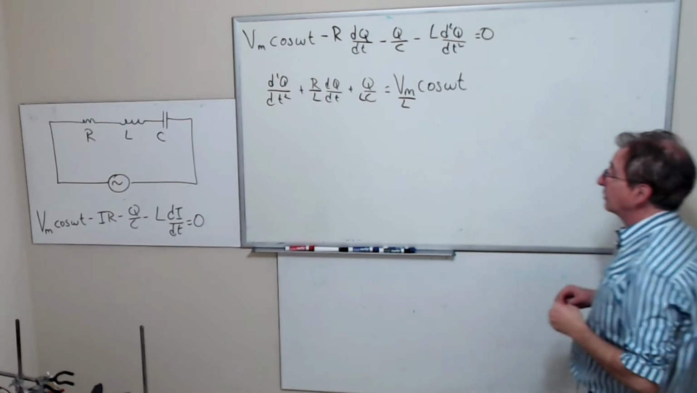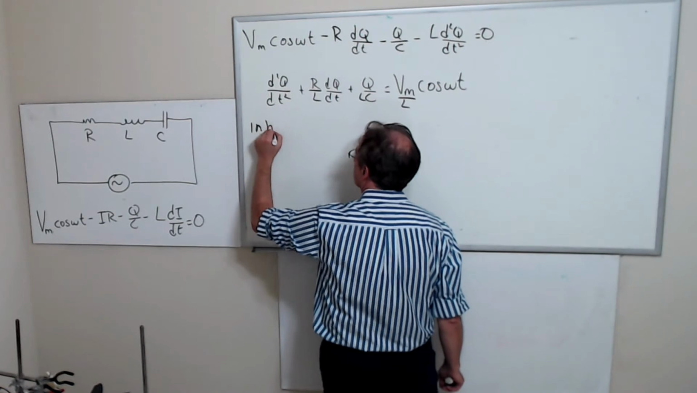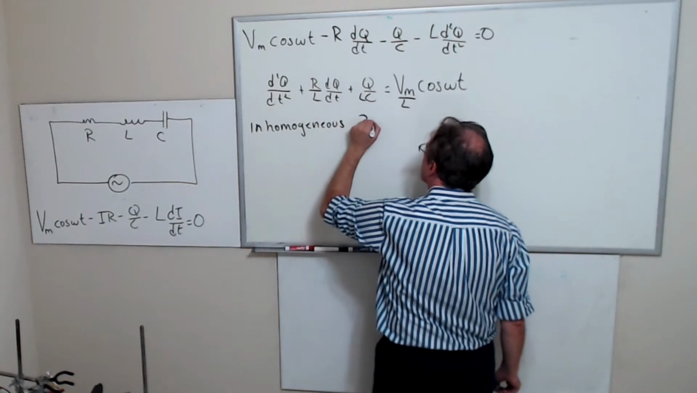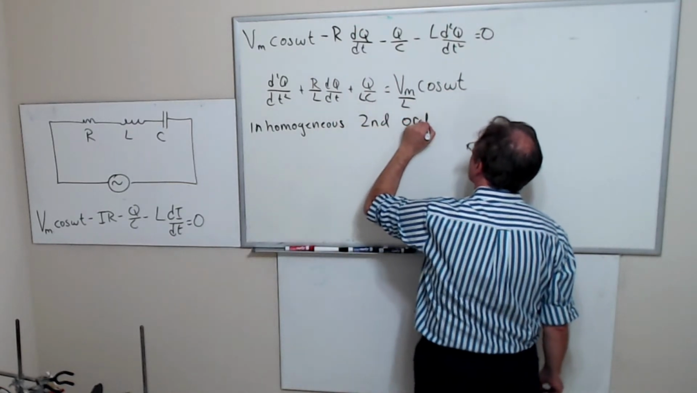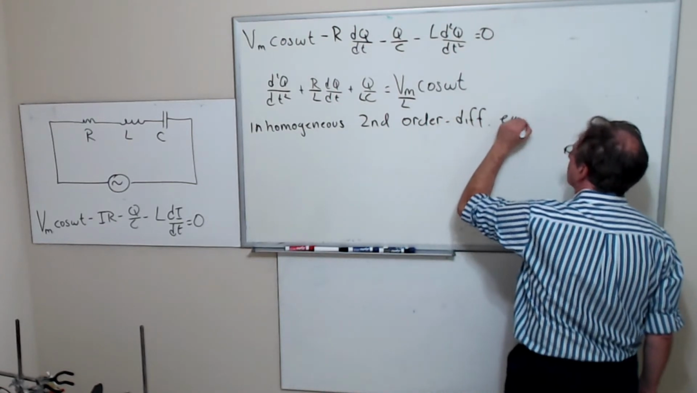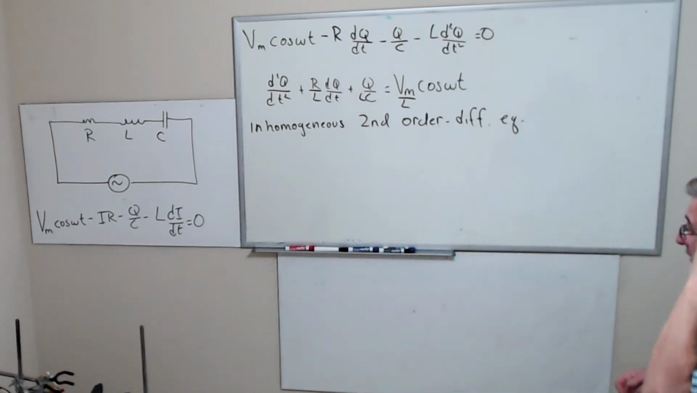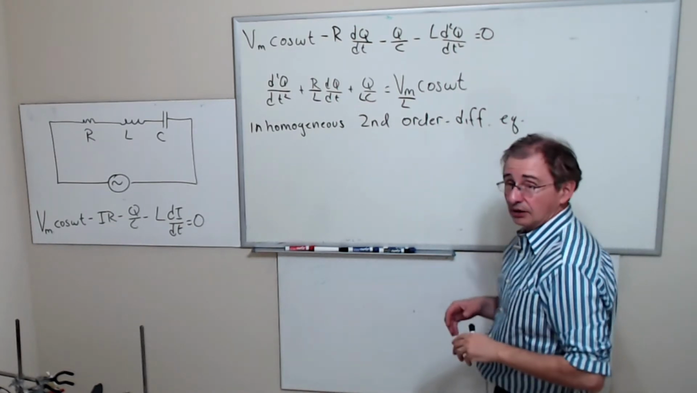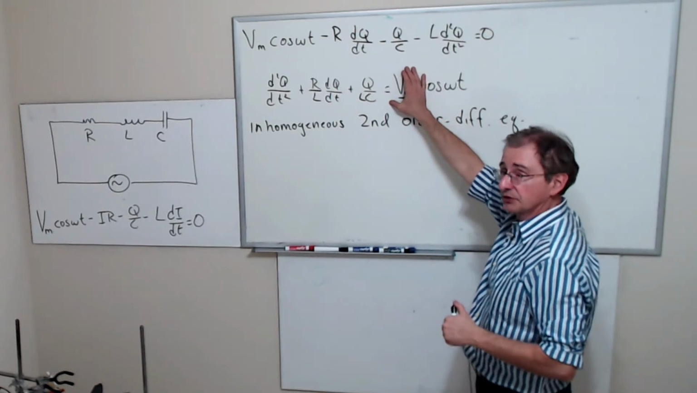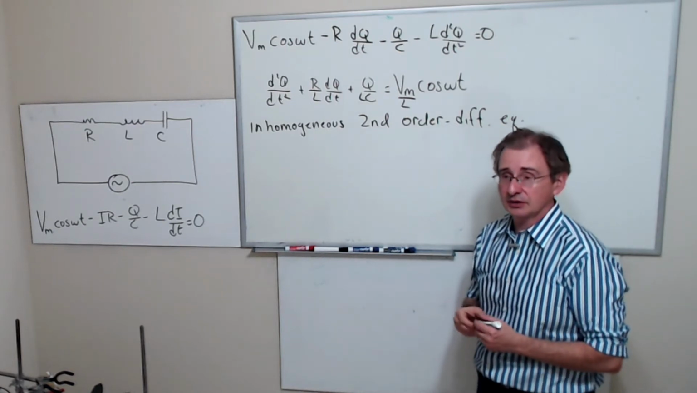So this is a second order differential equation. In fact, it's an inhomogeneous second order differential equation, and there are constant coefficients in front of it. And there are actually two solutions to this. One of the solutions is the case where this is 0, and it's called the complementary solution. And the other solution is the solution to the inhomogeneous case.